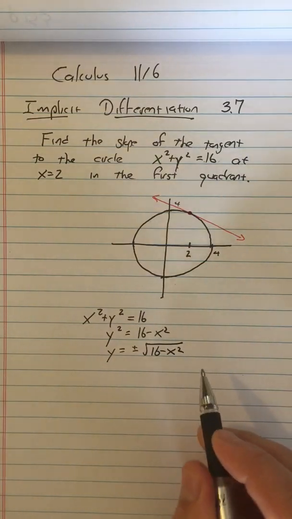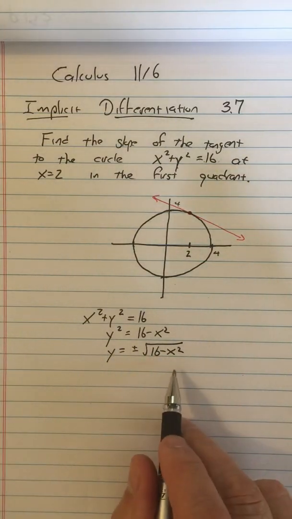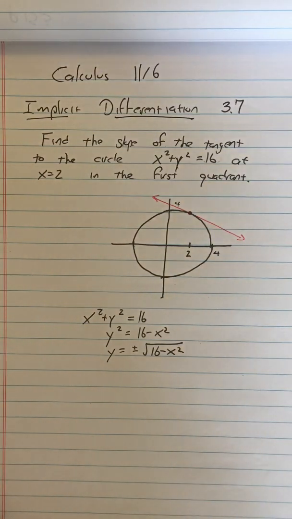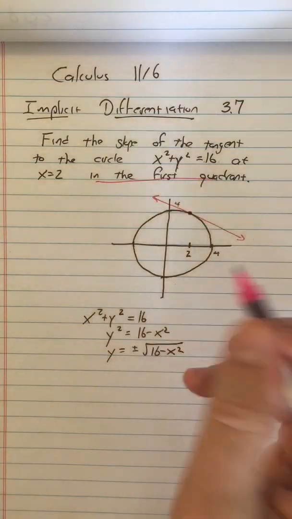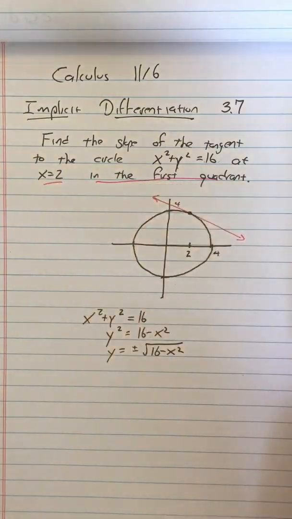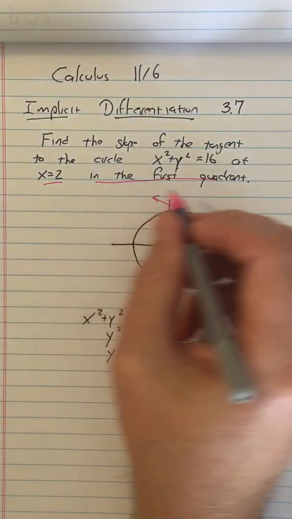It'll be really useful if you just have in the back of your mind all the time that this is the equation of a circle solved for y. All right, now we're going to take advantage of the fact that we said in the first quadrant, because notice in the circle there are 2 points where x equals 2. One in the first quadrant, one in the fourth quadrant, okay? But we're looking for the first quadrant.